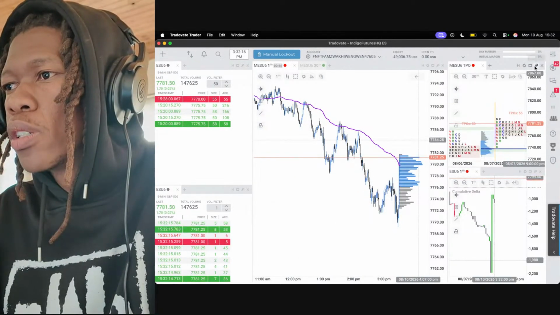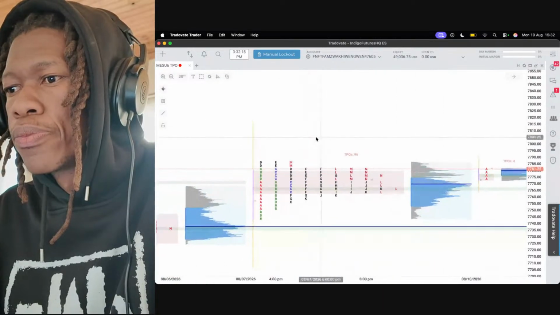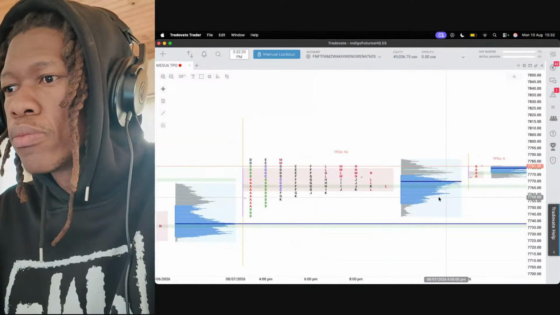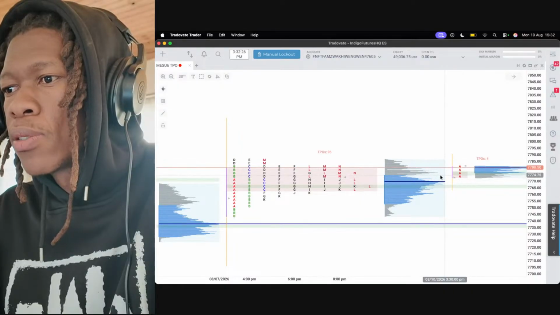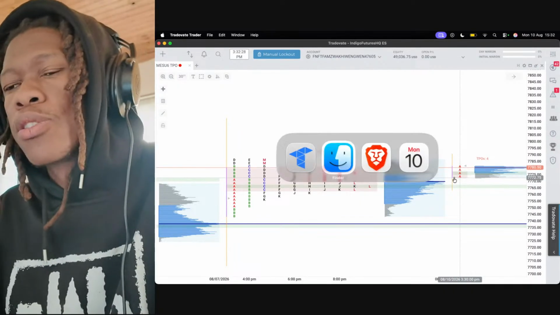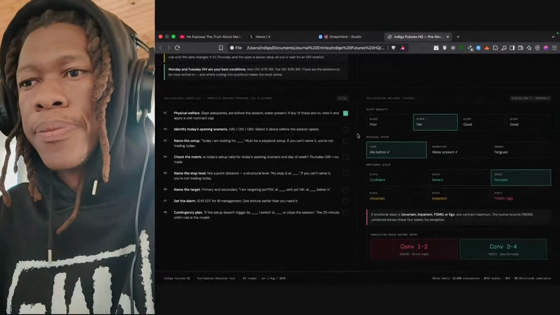Where did we open today? Let's look on the TPO. We opened inside value, right? Okay, you can see overnight value area highs over there. We opened inside value, so OIV day, all right?